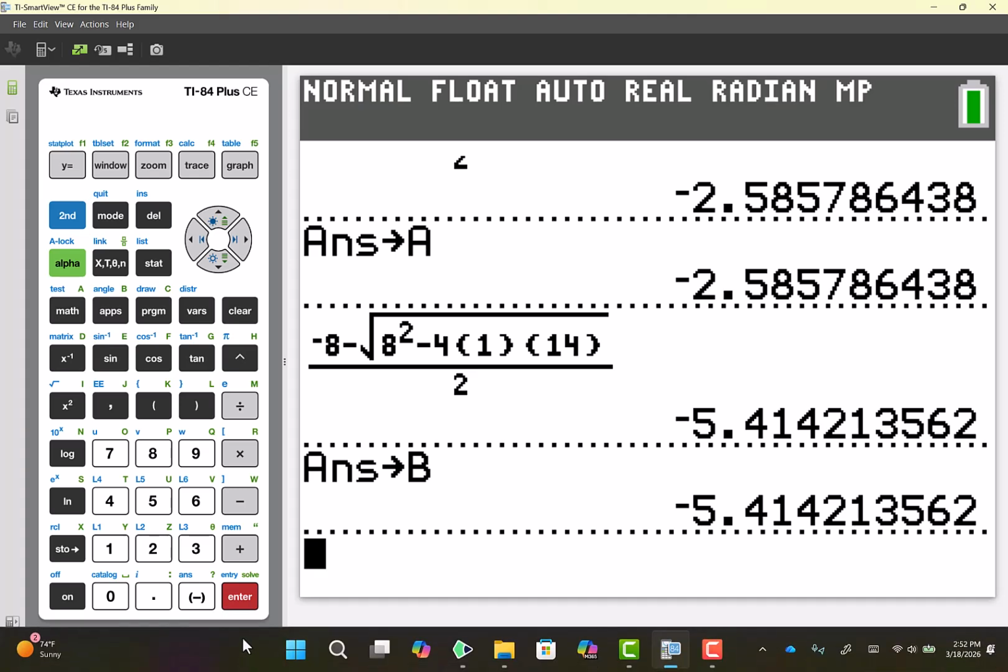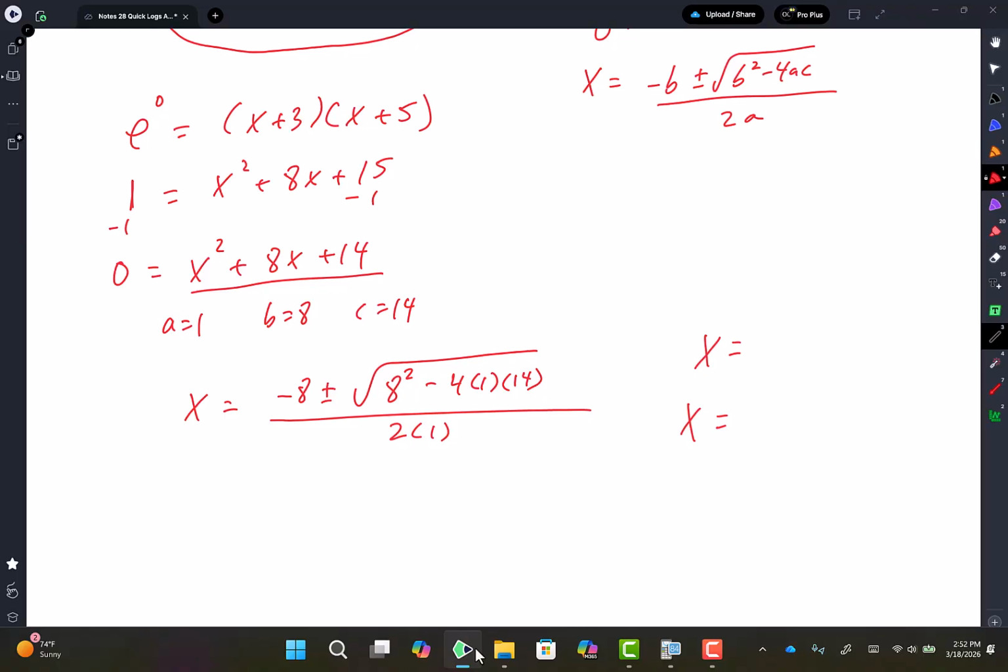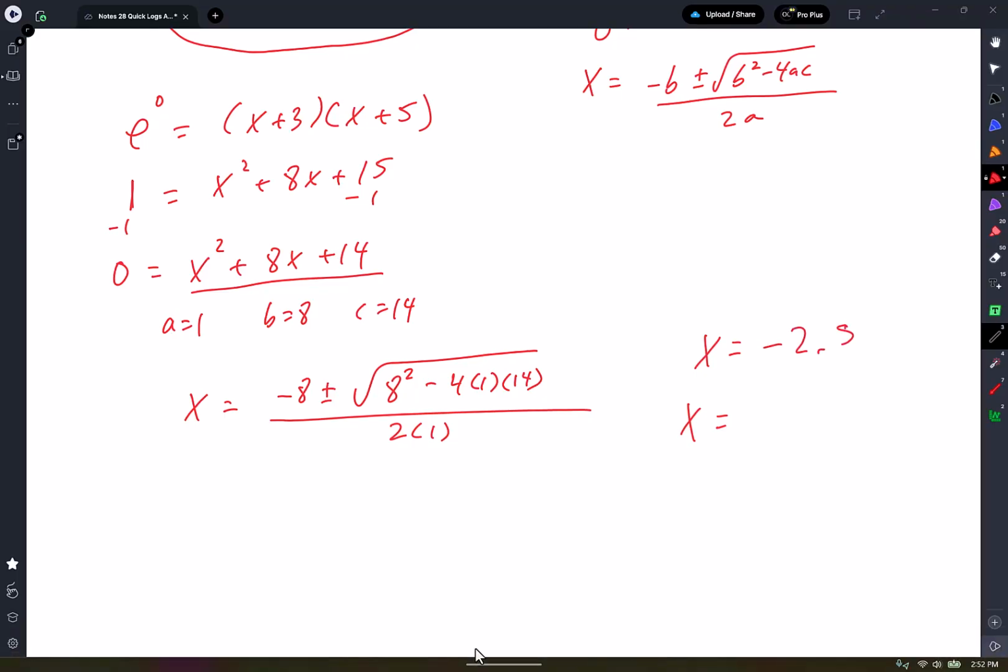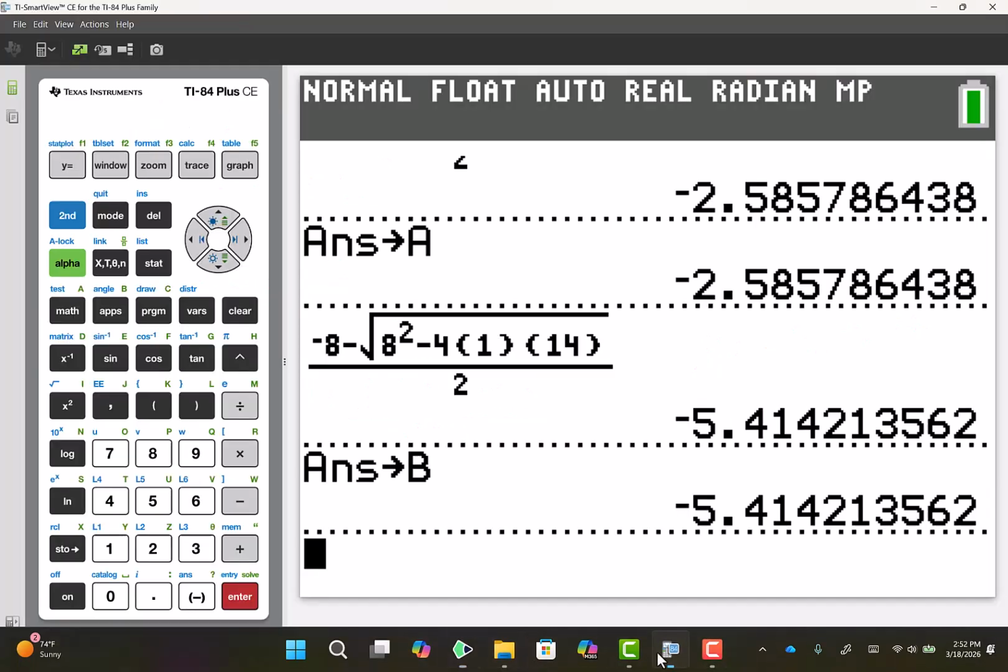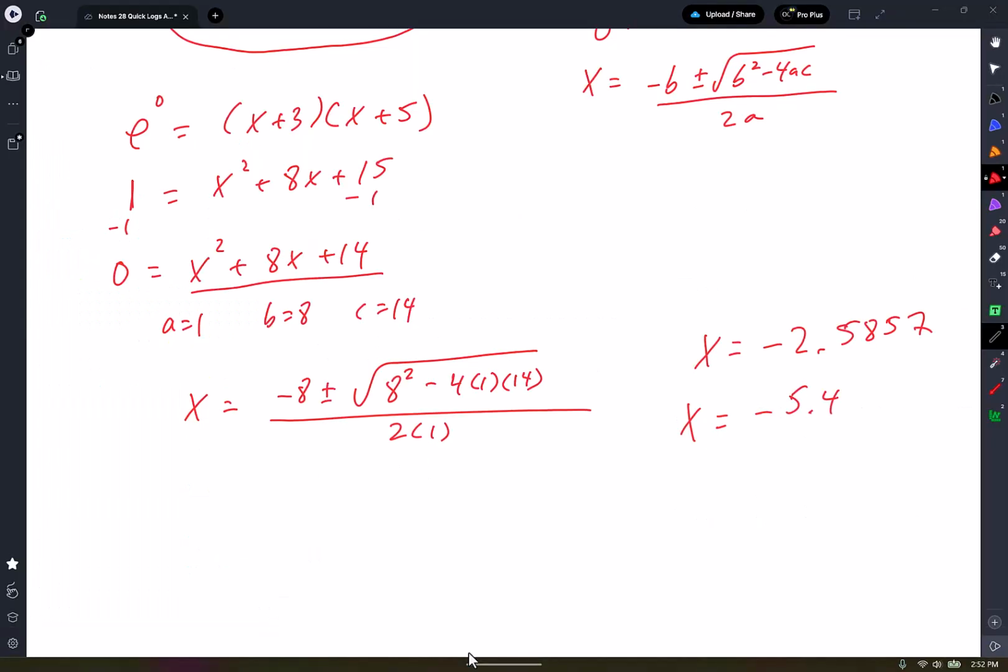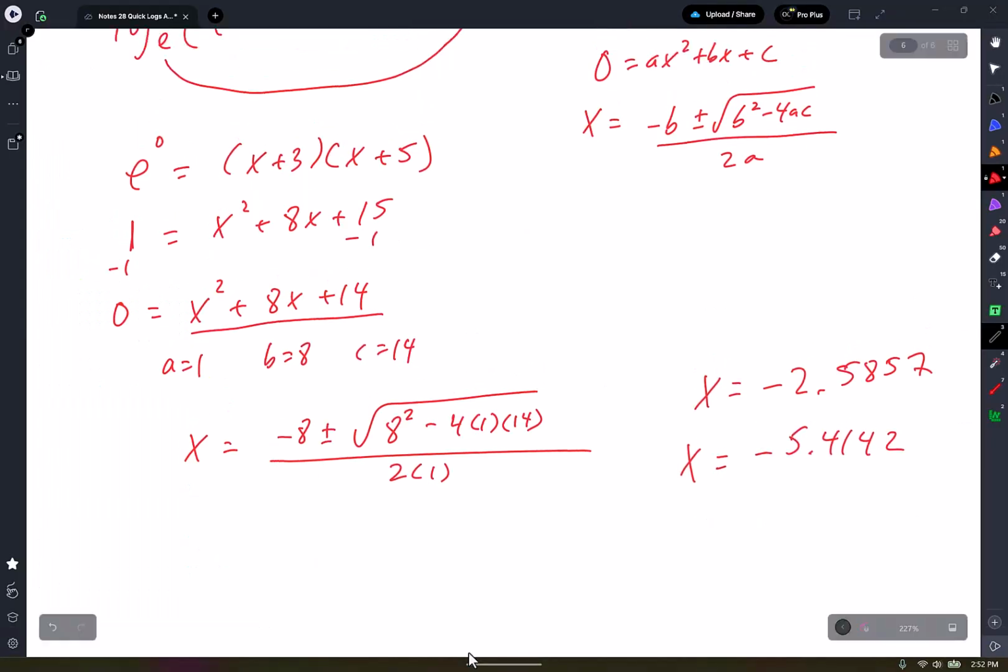So negative 2.5857. Let me write that down. Negative 2.5857 and negative 5.4142.